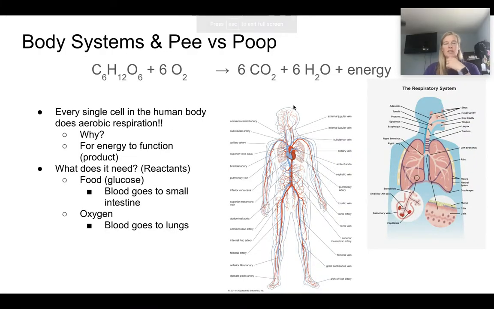So, we're going to talk a little bit about body systems to get into the idea of pee versus poo. I'm sure you already know all of this, but I found this is something, again, a misconception that a lot of times students have, and then they get confused about things. So, first off, you eat food.